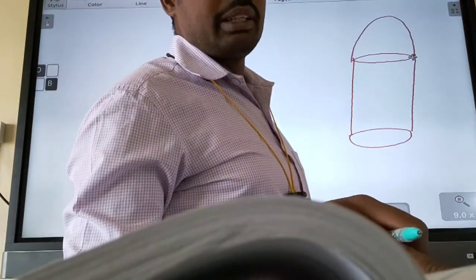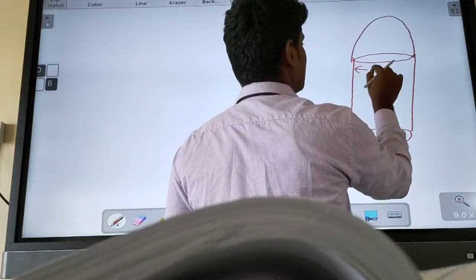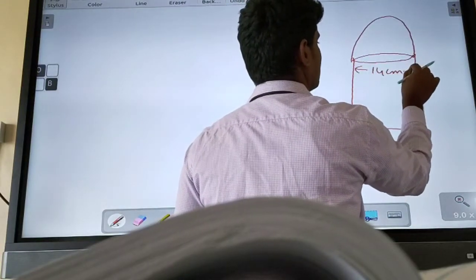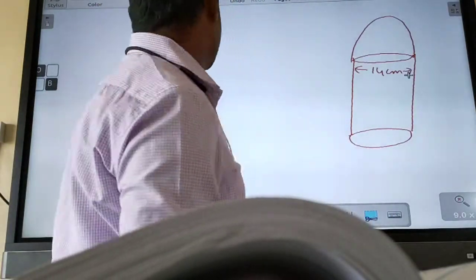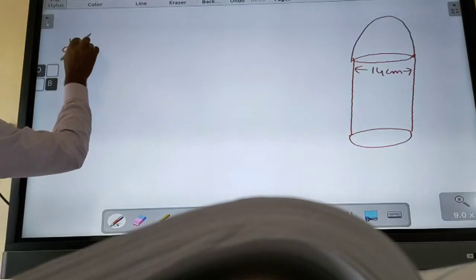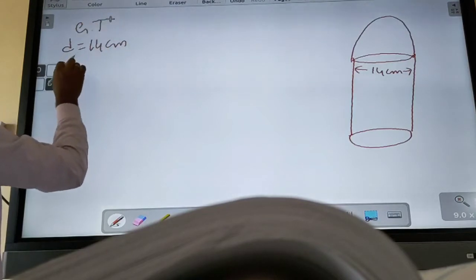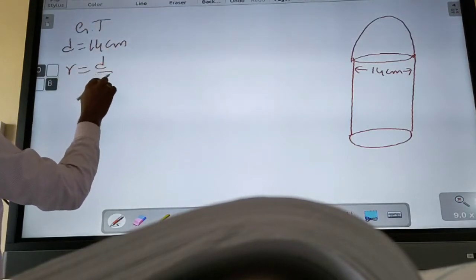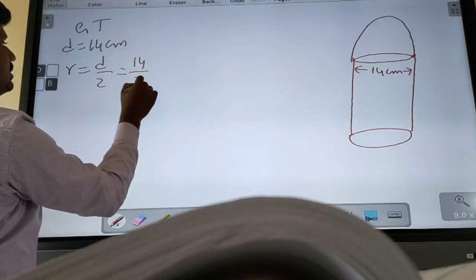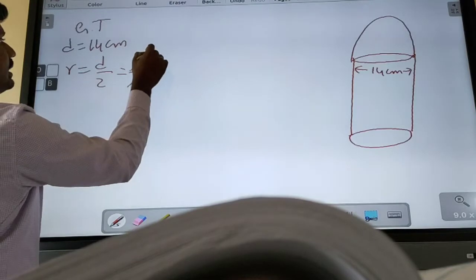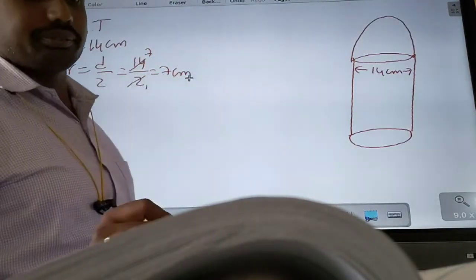The diameter of the hemisphere is 14 centimeter. So find the radius of the sphere. What is the radius? Diameter is given, d is equal to 14 centimeter. How to find radius, children? Radius is equal to d by 2, no? d by 2 means 14 by 2. In 2 tables, 2 7s are 14. 7 centimeter is the radius.